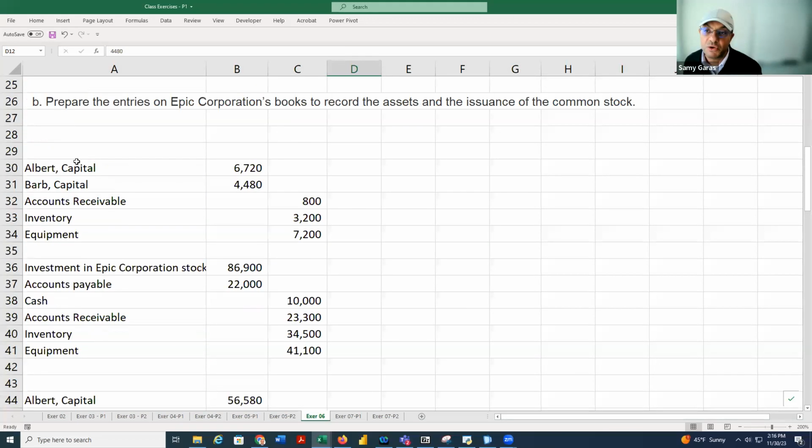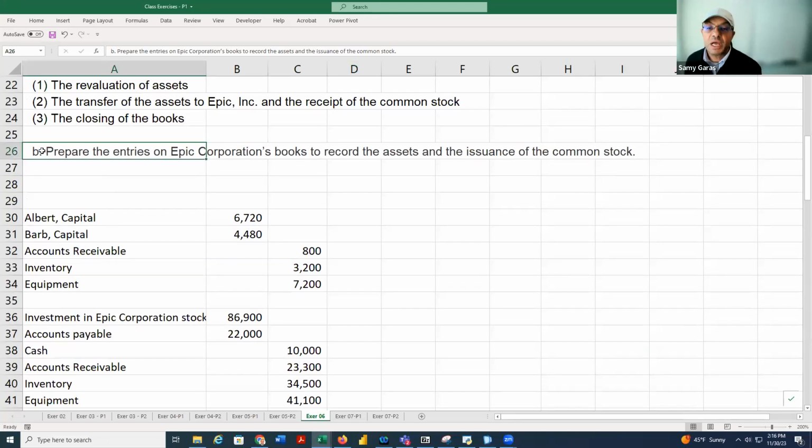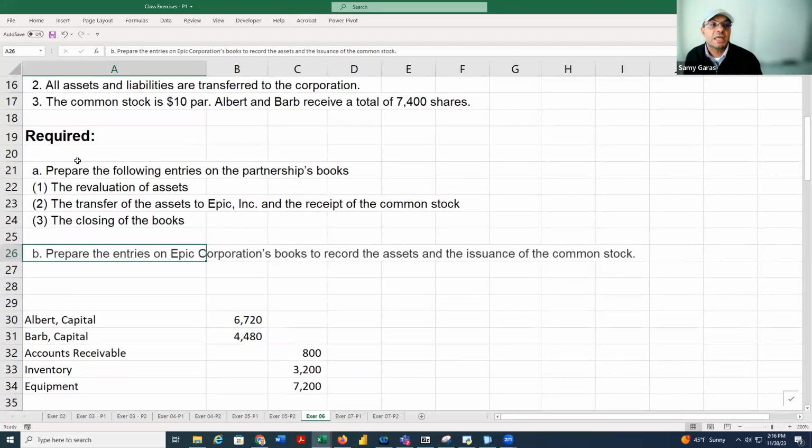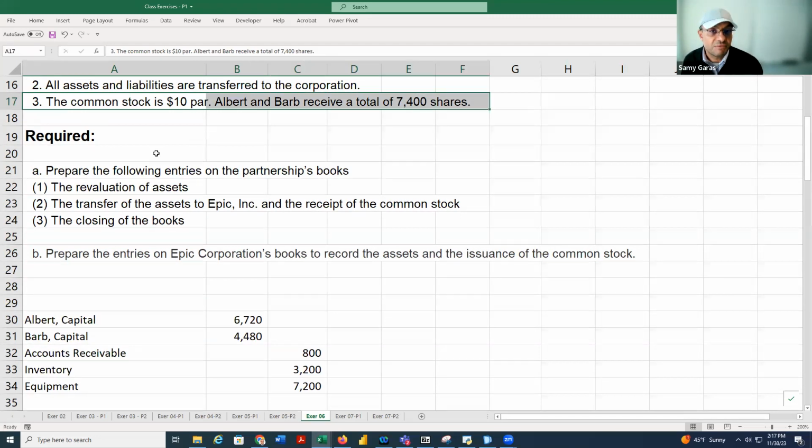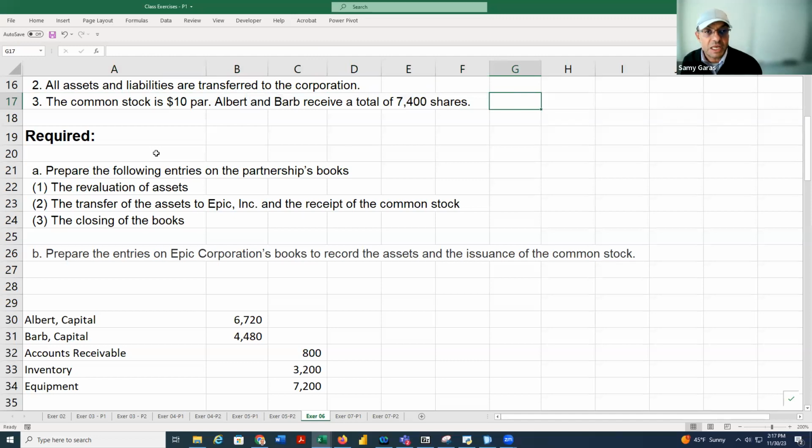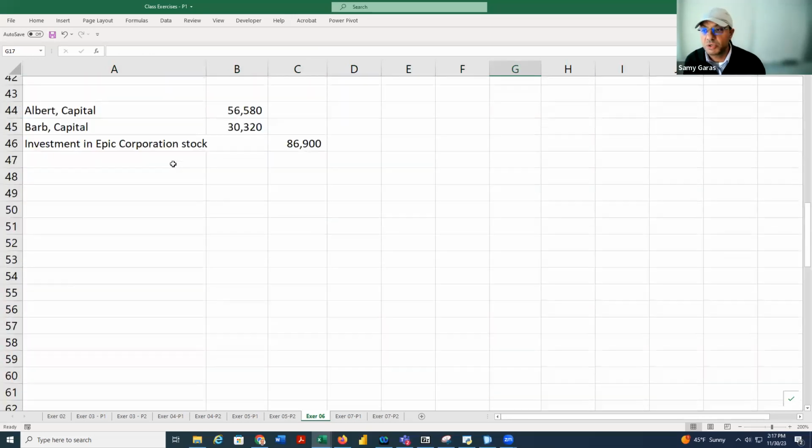The last journal: now we sold the assets, recognized the loss, made the payment, closed off the account. We need to start up the new corporation, which is here, number B. How can we start the new corporation? Like what we did in the previous chapter, how we start a partnership? We put all the assets debit, all the liabilities credit, but in partnership, we put capital. In corporation, we put common stock and additional paid-in capital. How much is the common stock? It says here, $10 par and a total of 7,400 shares. So if we multiply it, it will be 74,000 because you multiply the number of shares by the par value. And here would be the journal entry.